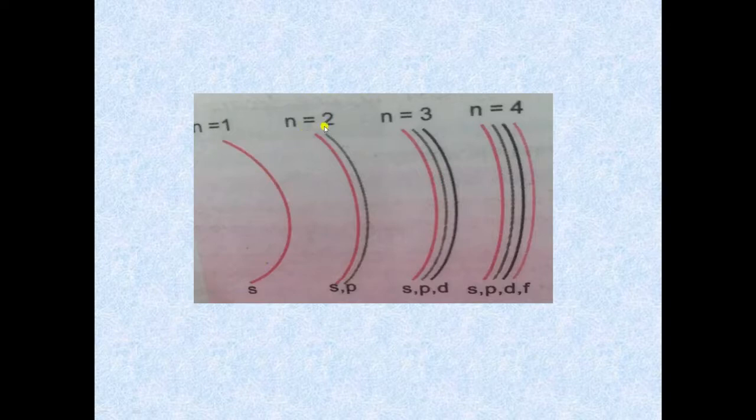In second shell, two subshells are present. One is S, second one is P. So in second shell, two subshells are present. In the same way, in third shell, three subshells are present, S, P, D. In fourth shell, four subshells are present, S, P, D, F. So from this diagram, we can see that number of subshells are equal to principal quantum number.